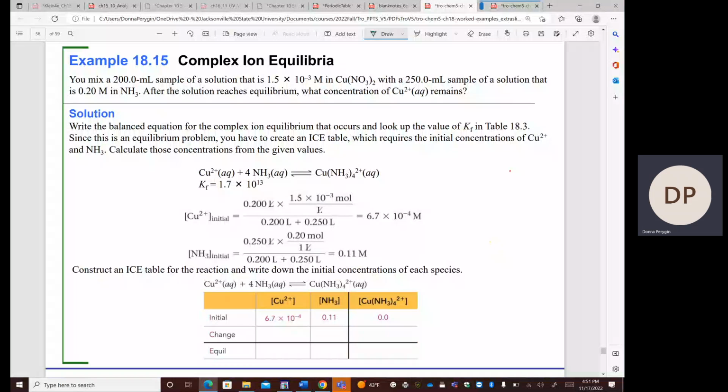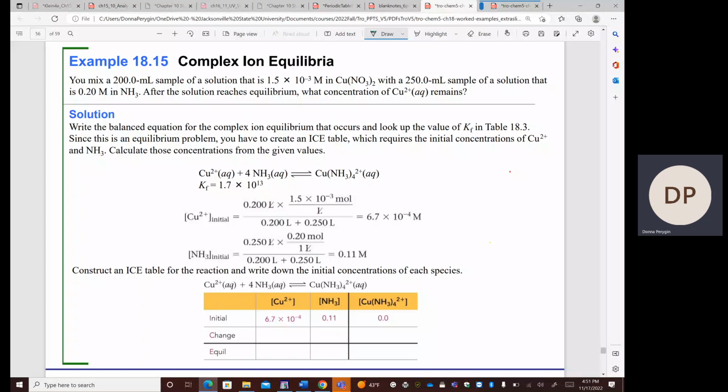So the next topic we're going to talk about is complex ion equilibria. And we're going to work the last example problems in this chapter, the example problem and the formal practice problem.